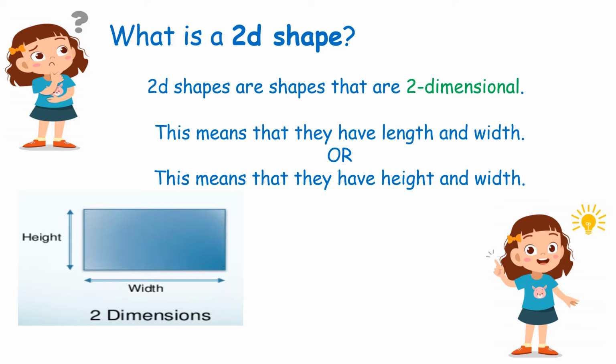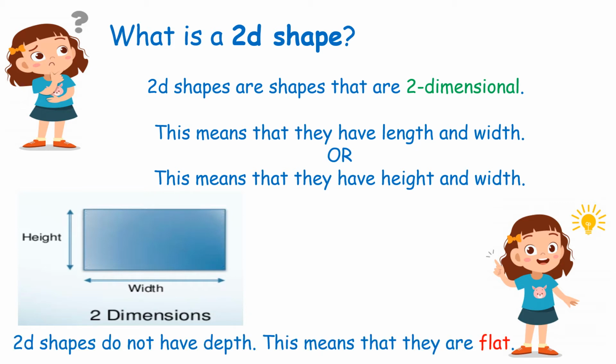Have a look at this rectangle here. We can see this rectangle has height and we can see its width. We can see its height going vertically and we can see its width going horizontally. So height and width, this is only 2 dimensions. 2D shapes have 2 dimensions. 2D shapes do not have depth. This means that 2D shapes are flat.